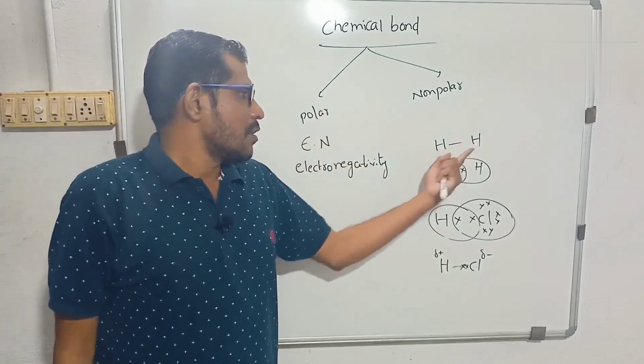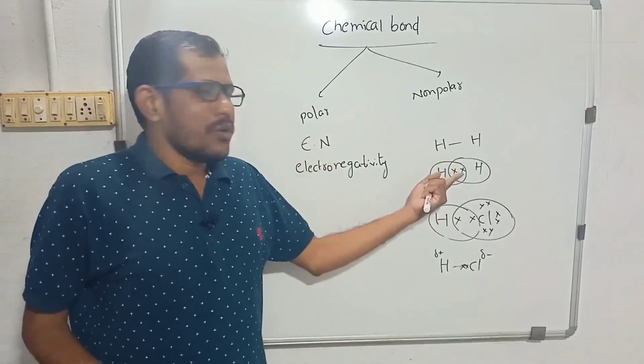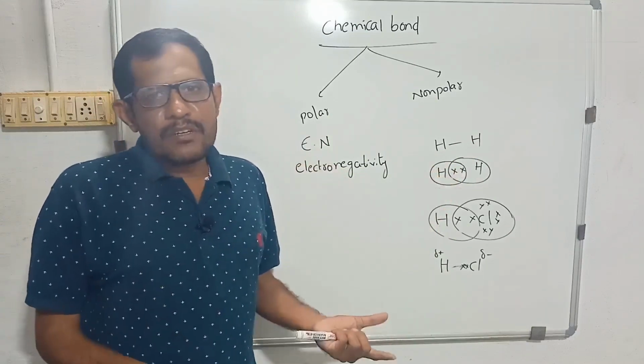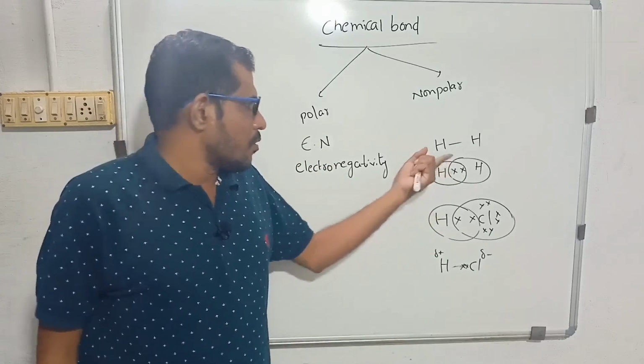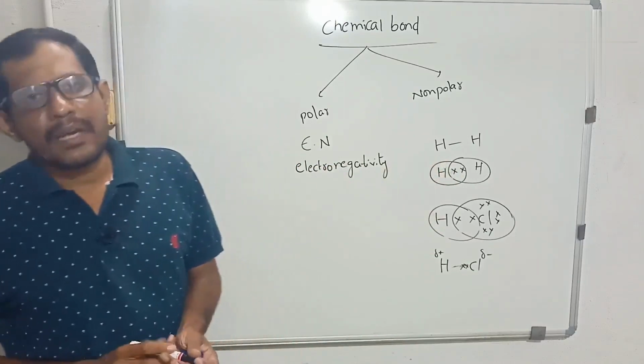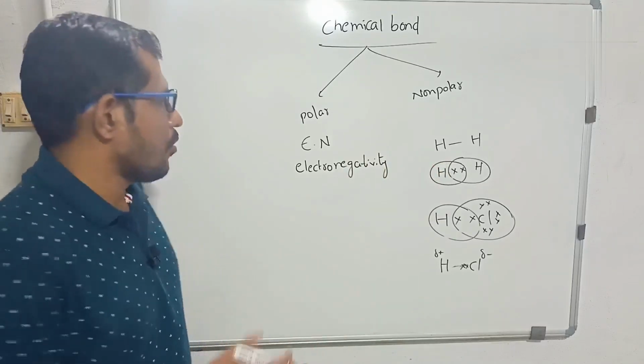If you take H2, both atoms have the same electronegativity. Both equally attract the electron pair. That's why there is no formation of poles, and H2 is a non-polar compound. In such a way, we can identify which compound is polar and which is non-polar.